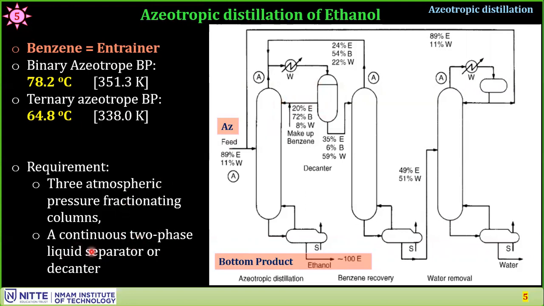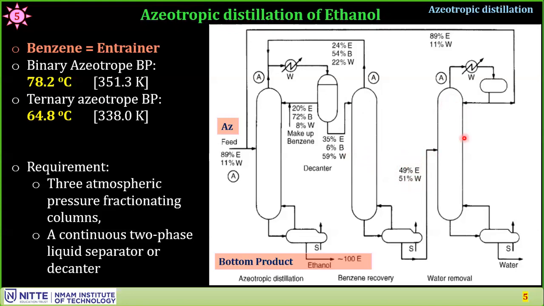So we require a liquid separator. This is a liquid separator. Some fraction of the top product is passed on to another column where you can get rid of the benzene completely. Now in this case you get ethanol and water. Once you get rid of benzene from the second column, this ethanol and water is not at the azeotropic point, it is below the azeotropic point.